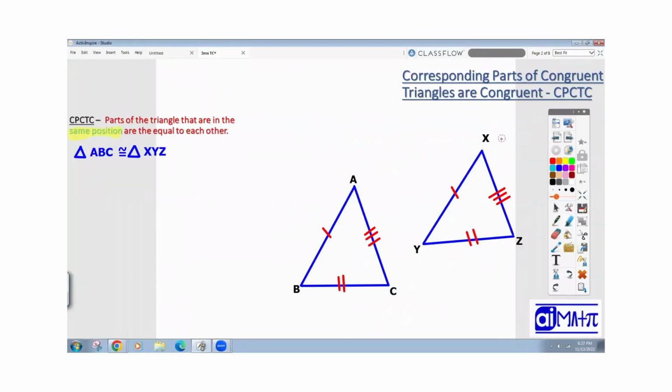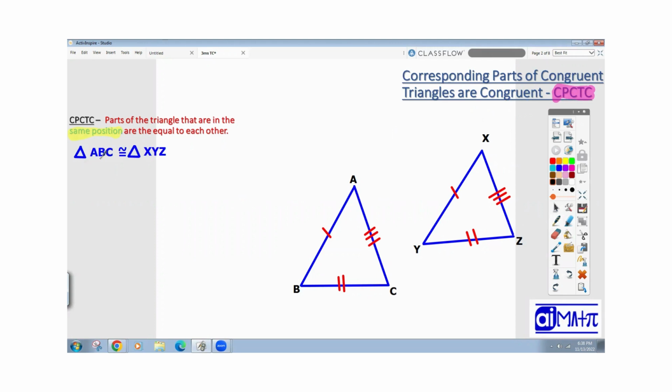Corresponding parts of congruent triangles are congruent, or CPCTC, talks about triangles that are in the same position. So you will see this often. And when things are in the same position in triangles that are equal, then those things that are in the same position are also equal. So the thing that you're going to pay attention to is this statement of congruence.